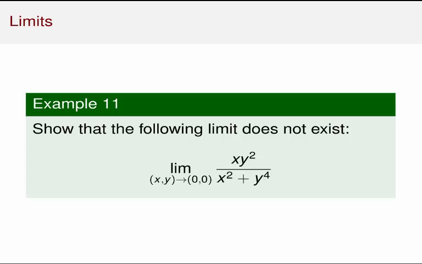Alright, in this example, our function is xy squared over x squared plus y to the 4, and we want to show that the limit of this function at the origin does not exist.